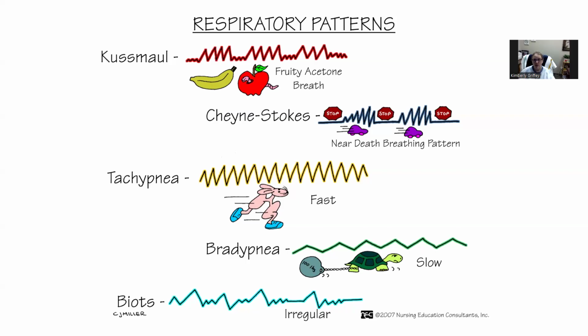Then you have tachypnea. That's that very rapid breathing. I'm not going to demonstrate that because I'm going to get dizzy and pass out. And then you can have bradypnea, and this is when you have very slow breathing. So this is when your respiratory rate is going to be less than 14 or sometimes even less than 12. And then you have Biot's breathing, and that's very irregular. So that can be because they have an obstruction or they have some kind of respiratory disease that's causing that. So you need to know the differences in all these.